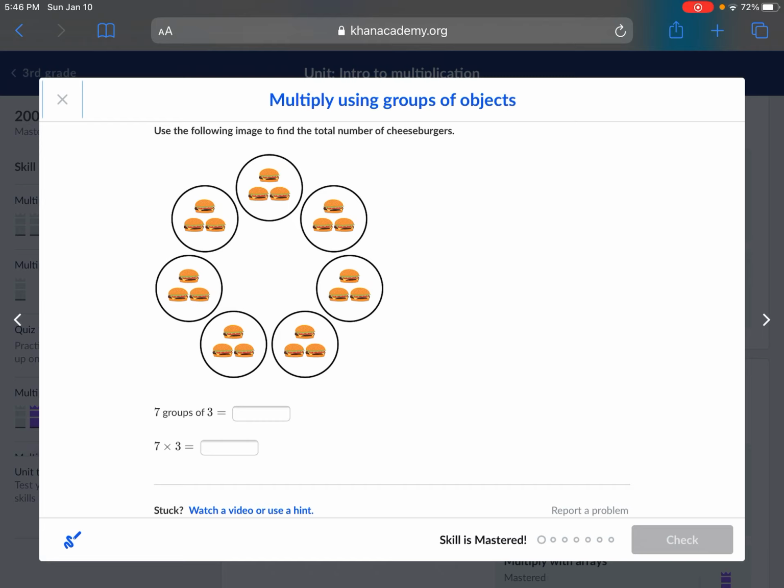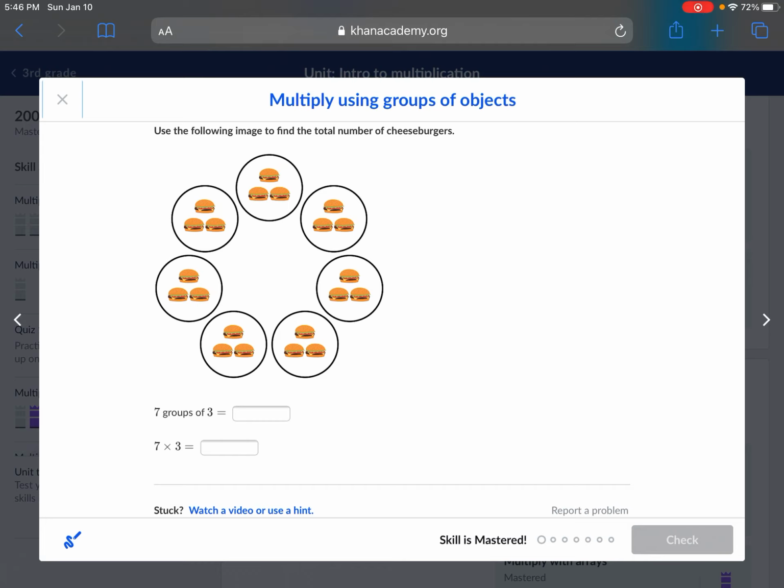They say that 7 times 3 might be hard, but what you can actually do is just draw 7 groups of 3. If it's 3 times 7, you can draw 3 groups of 7 burgers in them. But if it's 7 times 3, you can draw 7 groups with 3 burgers inside them.